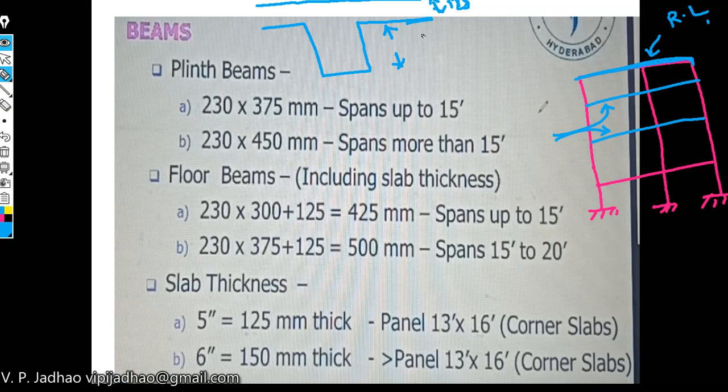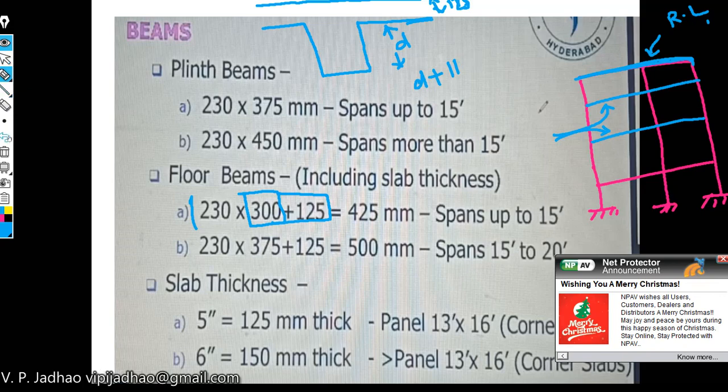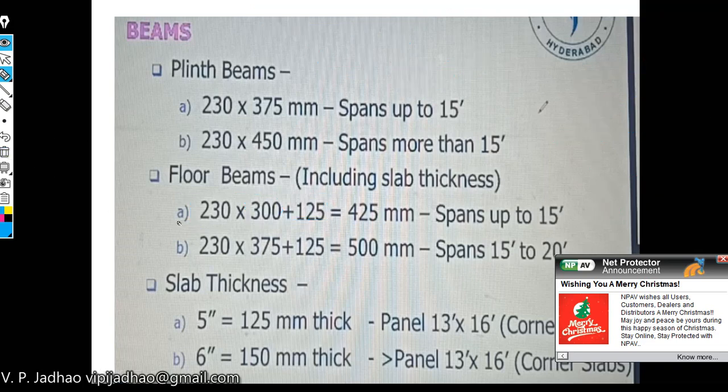So how will we finalize the depth? We will be considering the depth below the soffit, that is this particular depth plus the thickness of the slab. Let us consider this particular depth is small d. So the total depth of your floor beam will be small d plus 115 mm thickness of your slab. Why is this d considered? Because the shuttering or formwork is available in these sizes only, that is 300 mm, 375, 450 mm, like this.